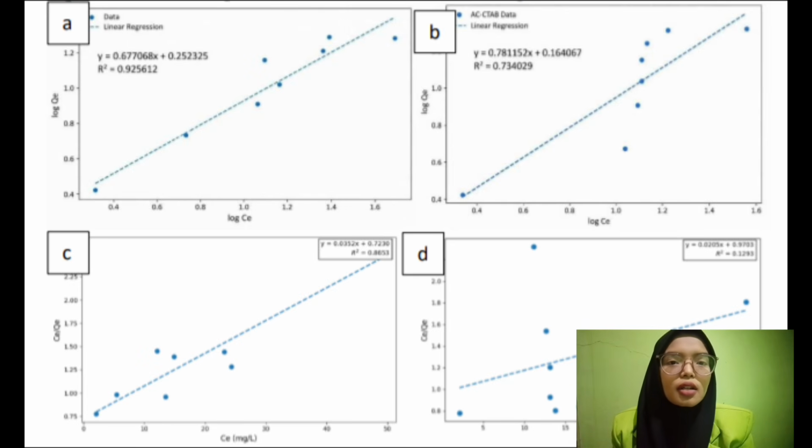For the unmodified activated carbon, the Freundlich model gave an R-squared value of 0.926 compared with 0.865 for the Langmuir model. Similarly, for the CTAB modified activated carbon, the Freundlich model achieved an R-squared value of 0.734, whereas the Langmuir model gave only 0.129. These findings indicate that the activated carbon possesses adsorption sites with different energy levels, making the Freundlich model more suitable for describing the adsorption behavior of acid orange 7.